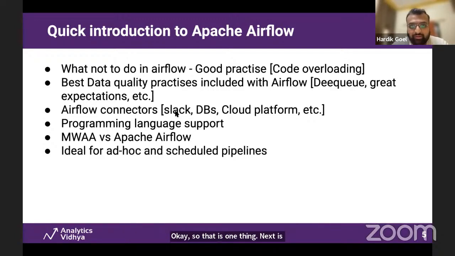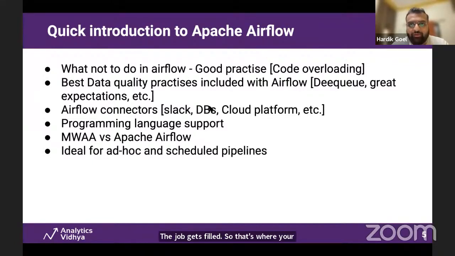Next is Airflow connectors: Slack, DBs, cloud platforms, etc. So Airflow also provides a range of connectors, right? You can connect your DAGs or your Airflow systems to your Slack notifications. For example, you want to get notified whenever your job passes or fails. So that's where the Slack connector would come into the picture.